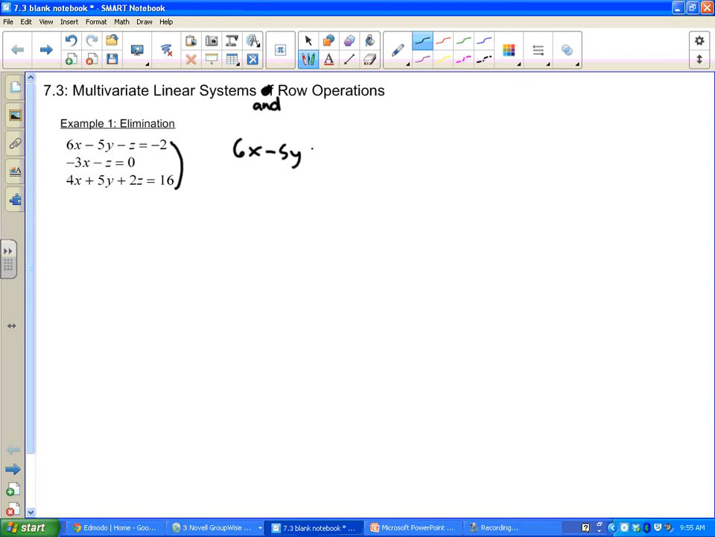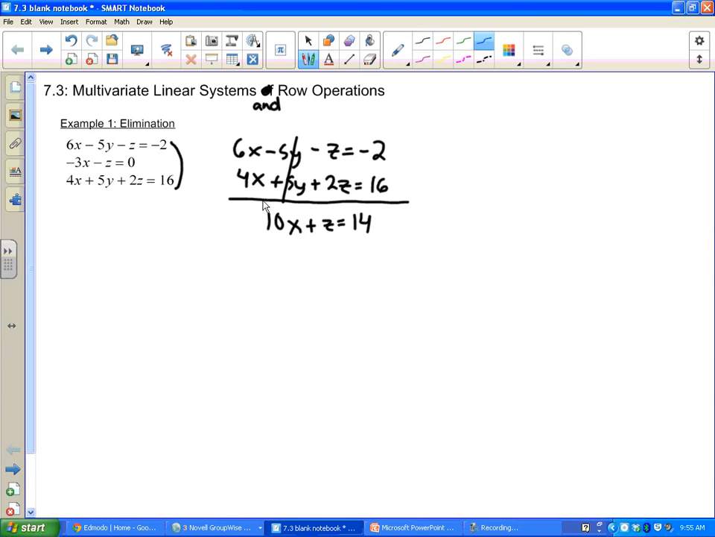So I'm going to write out those 2 equations over here to the side. And I'm going to add them together, which is going to eliminate the y's. So I finish adding together and get 10x plus 1z equals 14. So now I have 2 equations that have x's and z's. So I can put those 2 equations together and say, okay, let's eliminate either x or z.